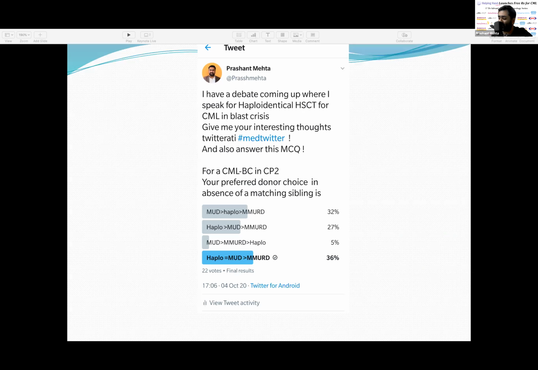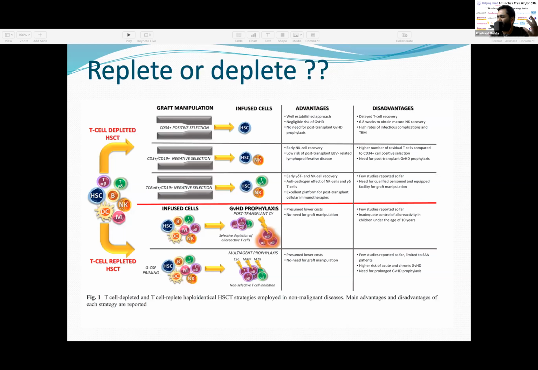This is a survey I put up on Twitter, and I found that 60% of transplanters favor, or at least feel, that haplo is as good as MUD in advanced CML that has reached a CP2. Whether replete or deplete, in the Indian setting I would say replete PTCY strategy.